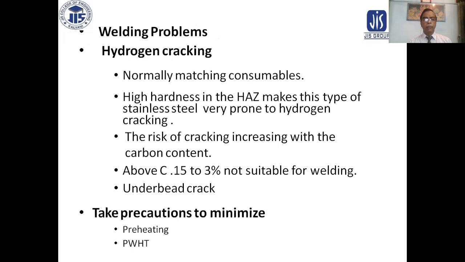Welding problems: hydrogen cracking. High hardness in the heat affected zone makes this type of stainless steel very prone to hydrogen cracking. The risk of cracking increases with the carbon content. Above carbon 0.15 to 0.3% is not suitable for welding. Underbead cracks: take precautions, using preheating and post-weld heat treatment to minimize them.